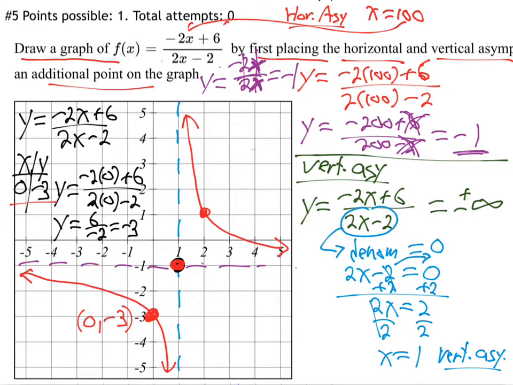Now remember, it gets super close to those asymptote lines, those dotted lines. Those are guidelines. The asymptote lines on a graph are guidelines. They're guiding the graph. The graph gets super close to those on both sides.